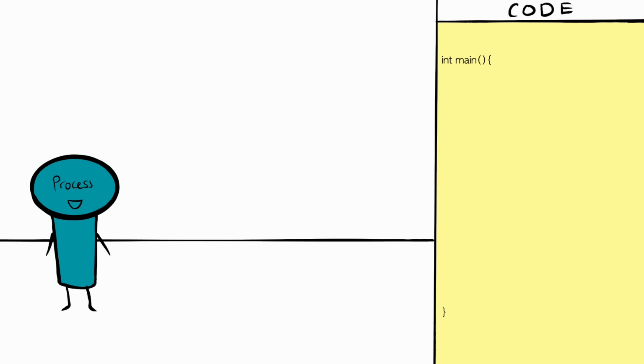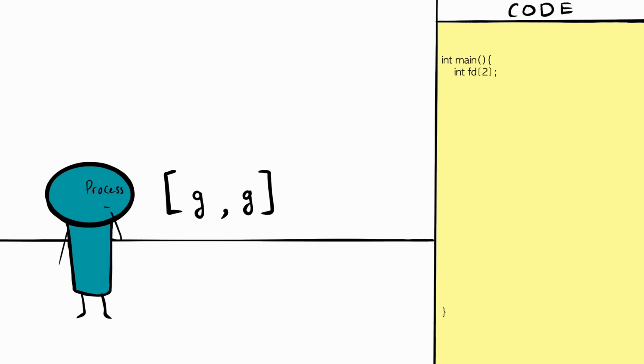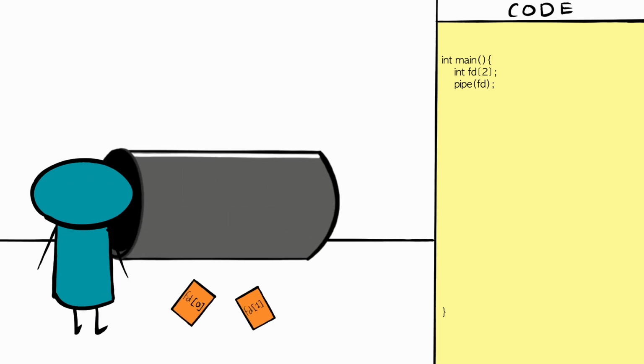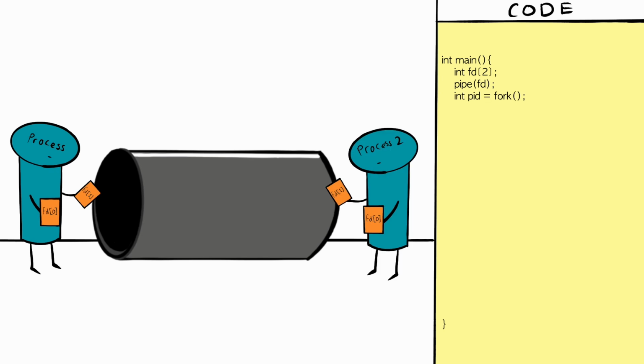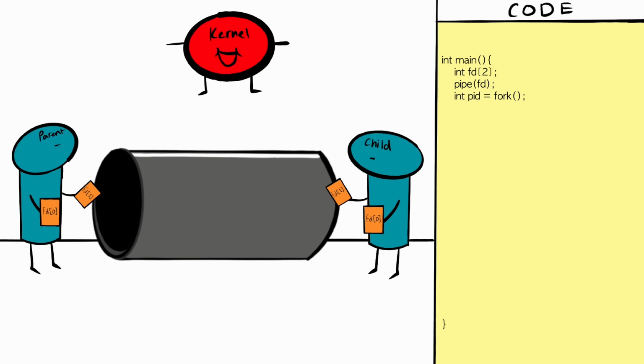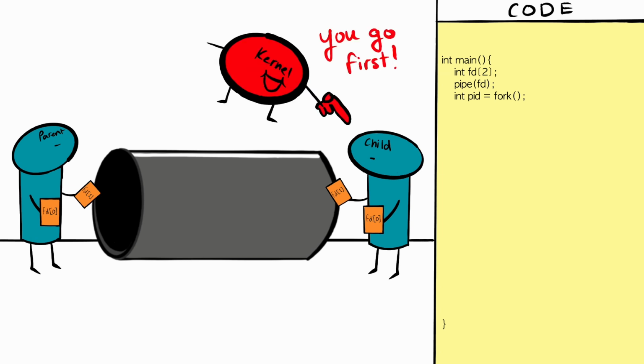Let's see a coding example. We will first create a list of integers of size 2. Then call the pipe function and pass in the list. The list now stores two file descriptors that will be used in the pipe. Call the fork function. At this point, both processes have access to separate copies of file descriptors. This means they both can read and write into the pipe. Now, this is dependent on the OS scheduler. Let's assume that the OS chooses the child process to go first.